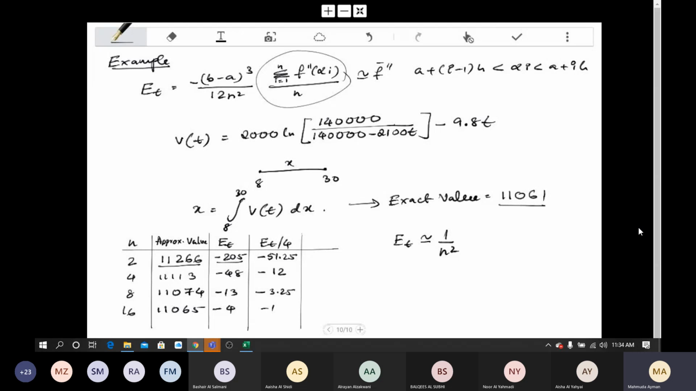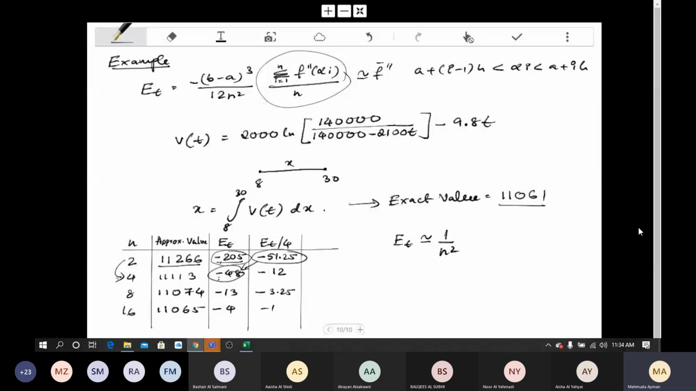So if you compare, you will see that when you have doubled the number of segments, if you divide this minus 205 by 4, you get minus 51.5, which is a very close value to minus 48. So you can see that when you double the number of segments, the true error is quartered, it's divided by 4 here.